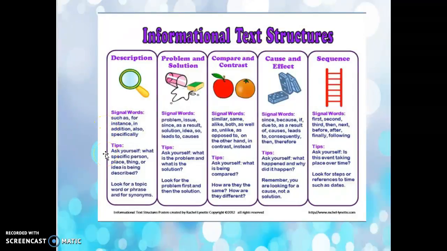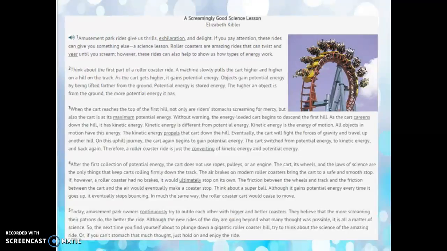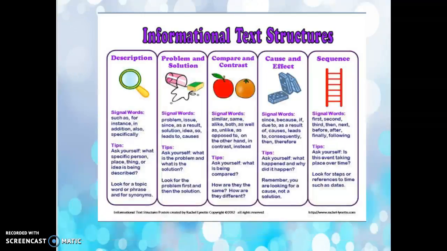To find out if this is description, ask yourself, what specific person, place, or thing is being described? In that roller coaster passage, although we have a lot of description, I don't know if it's completely descriptive. I'm not sure if they're being extremely descriptive or not. But let's look at our other text structures to figure out.